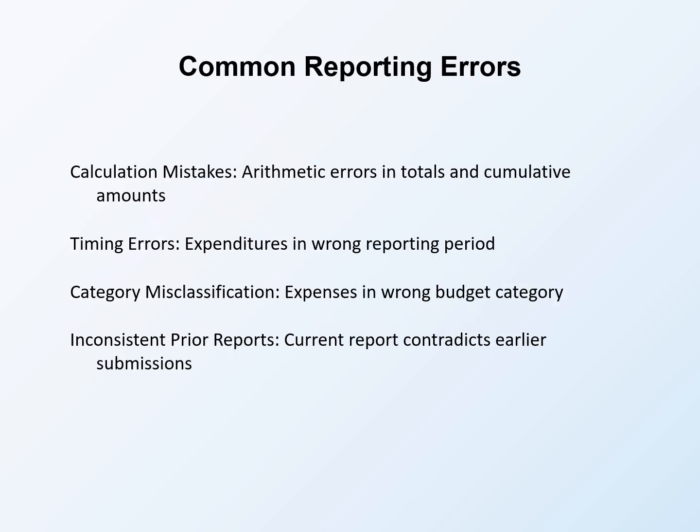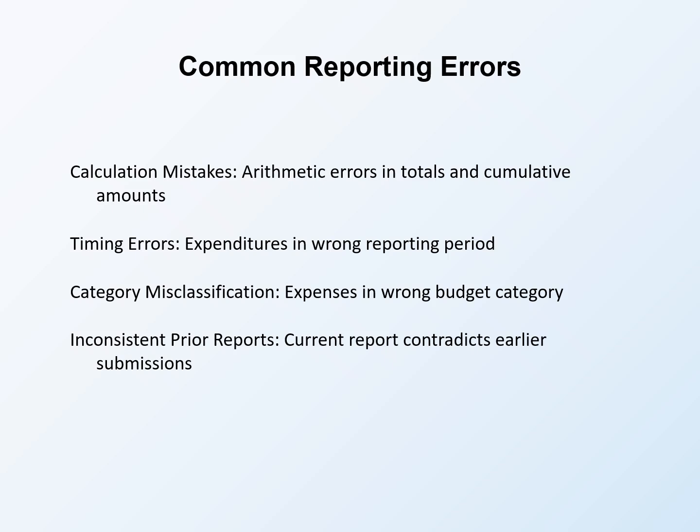Common errors in financial reporting undermine accuracy and create compliance problems. Awareness of these errors helps you avoid them. Calculation mistakes include arithmetic errors in totals, cumulative amounts, and derived figures. Even simple addition errors can cascade through a report. Double-check calculations before submission. Use spreadsheets or tools that calculate automatically.